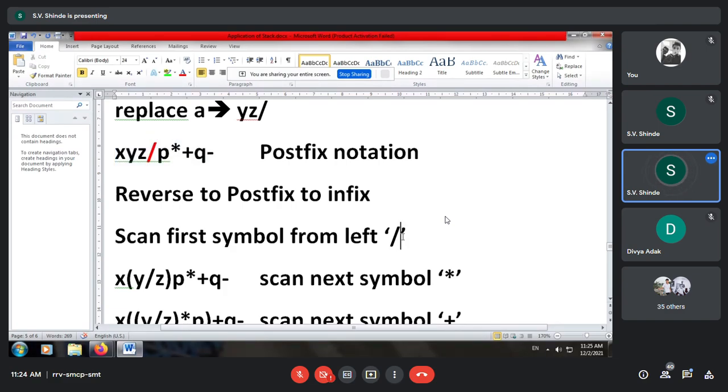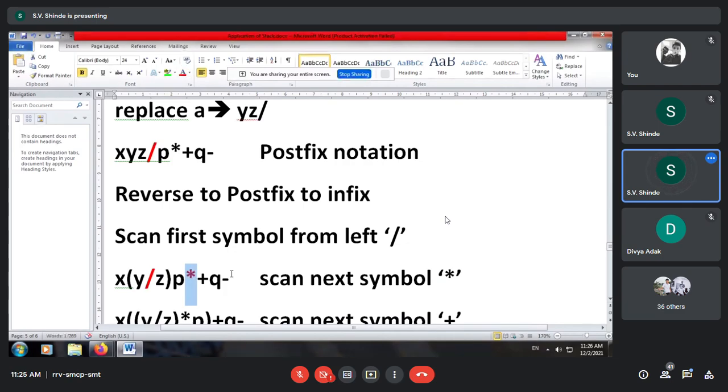Then what we have to do is find only one variable towards its left and put this symbol back to it. So if you put this division sign back in between y and z, you'll find the first operation to be performed is y divided by z. Then let us scan the next symbol. The next symbol in the sequence after this is the multiplication sign.